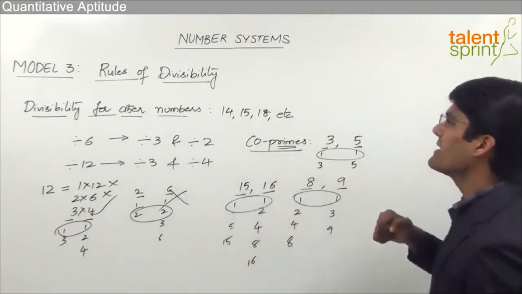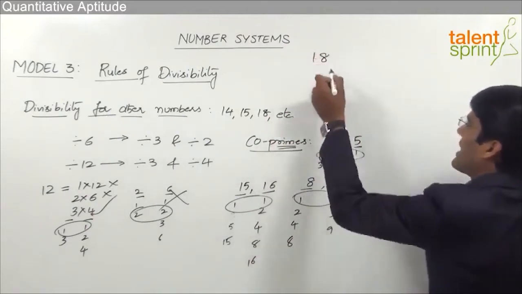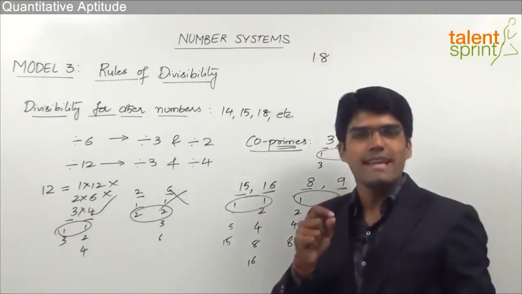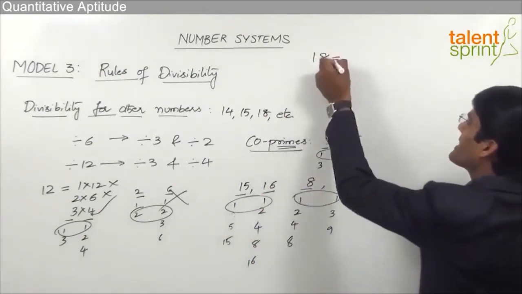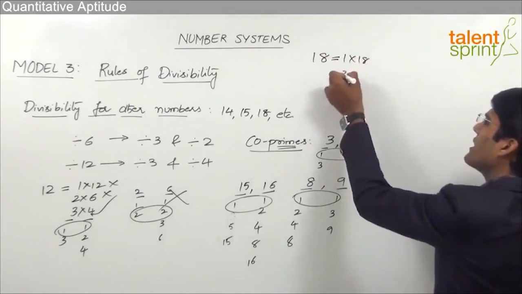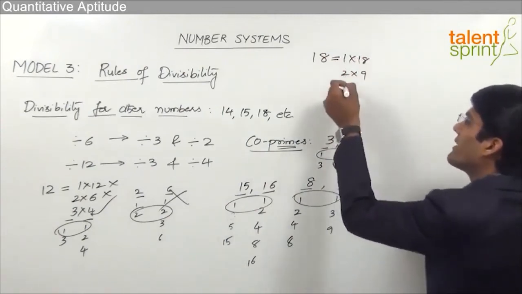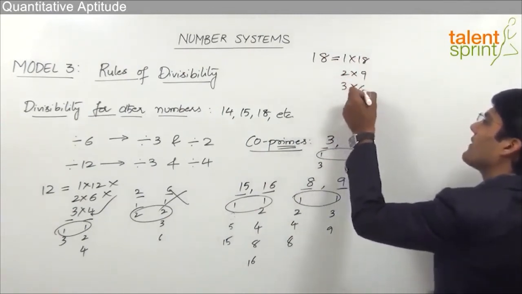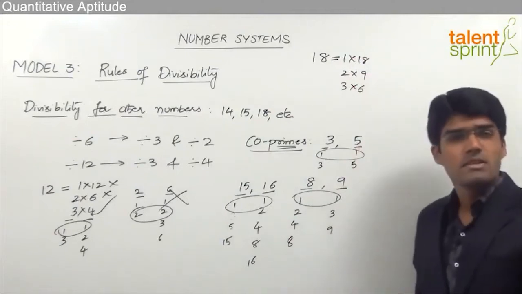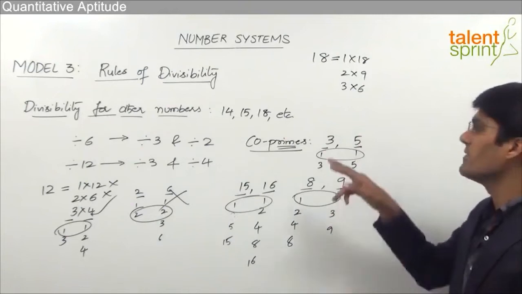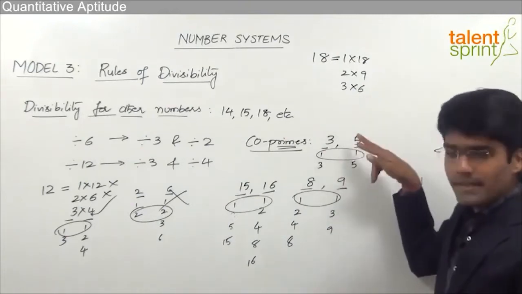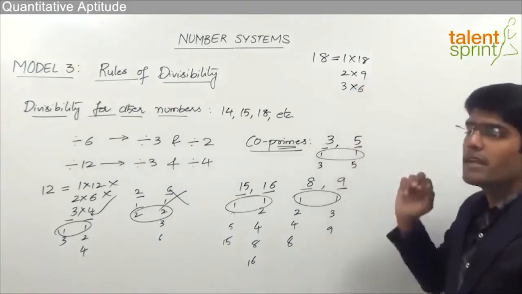For example, let us consider 18 here. As we have discussed, first of all we need to write 18 as a product of two different factors. So 18 can be taken as 1 into 18, or 2 into 9, or 3 into 6. These are the various ways in which 18 can be taken as a product of two numbers. Apart from this, we have 6 into 3, which is the same as 3 into 6, 9 into 2, which is the same as 2 into 9, or 18 into 1.